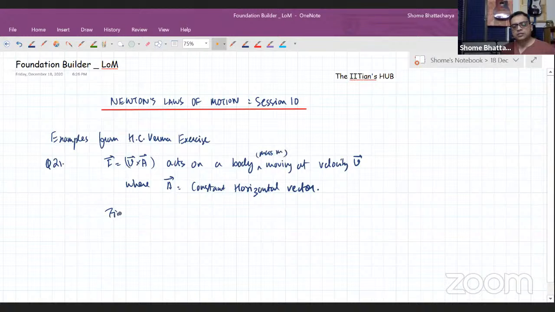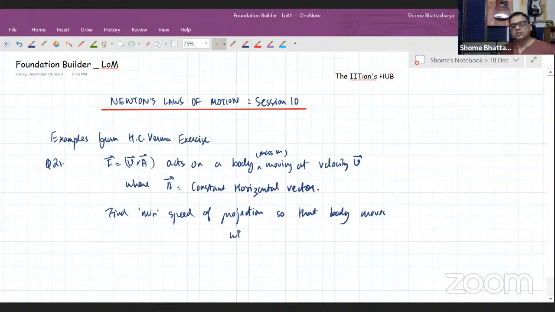So find the minimum speed of projection so that the body moves with, we can say, uniform velocity, because it's already saying that it should not deflect. That means the direction of velocity should not change, and its magnitude should also remain constant. So that means both magnitude and direction of velocity should remain constant, which means it should remain uniform. The velocity should be uniform.